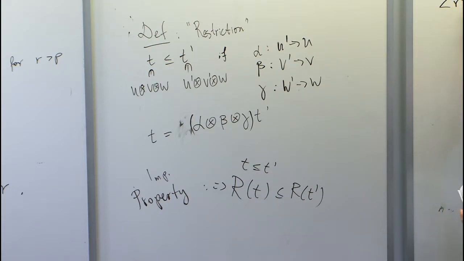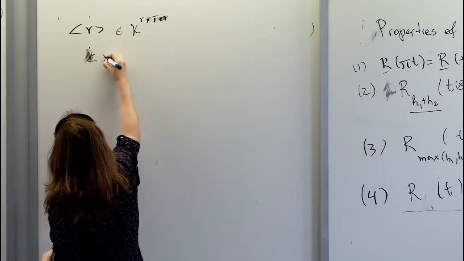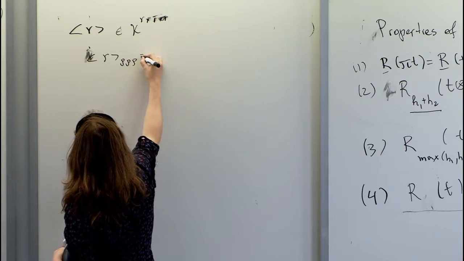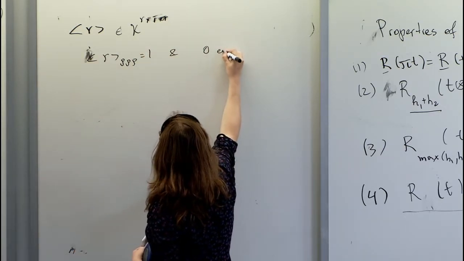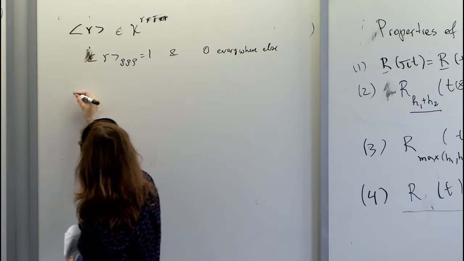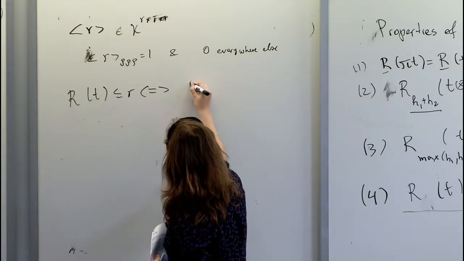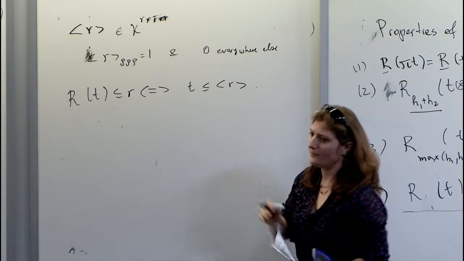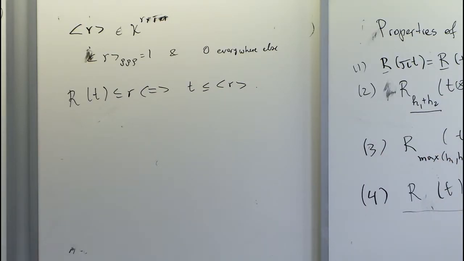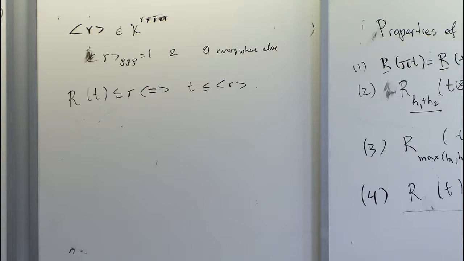let's define the following tensor R, it lives in R cross R cross R, with ones on the diagonal and zero everywhere else. So it's sort of a diagonal thing. Then the rank of T is at most R if and only if T is a restriction of R. This is an important property. So now what I'm going to do is give you a relatively short proof of a simple version of this theorem using just this notion of restriction.